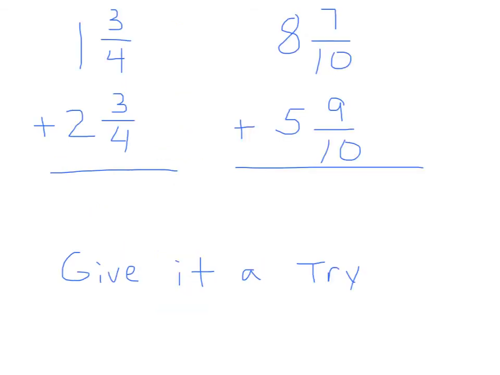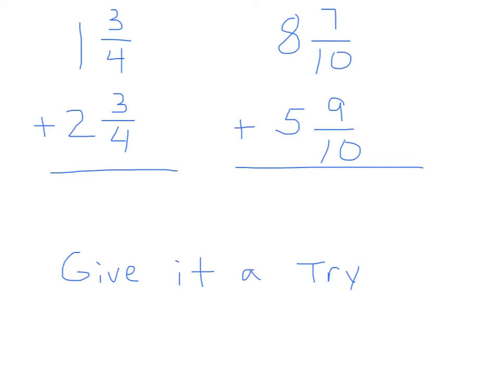Okay, now we're at a Give It a Try time. On your notes page, you'll see these two problems that are in front of you. 1 3/4 plus 2 3/4, and 8 7/10 and 5 9/10. Pause the video at this point and go ahead and solve those two problems. If you remember how to do improper fractions with your answer and converting them into the whole number, great, go for it. If you don't remember, you can rewind the video and look at that part again to see how you convert those improper fractions back into the whole number. So again, pause the video, try these two on your notes page.